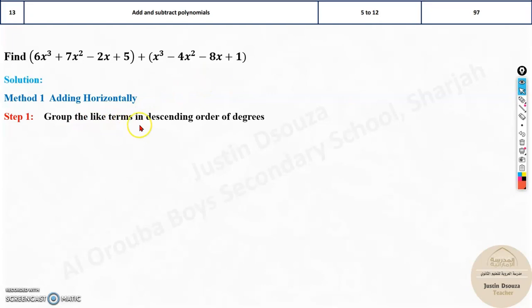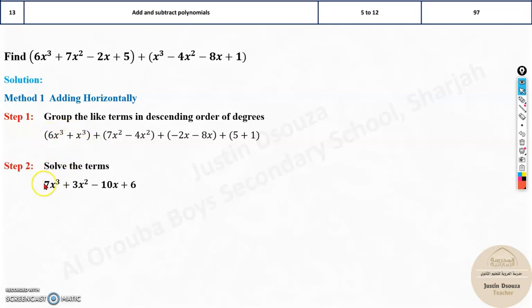So the step one would be group like terms in descending order. That means which is the highest degree over here? Power 3. So group the power 3 terms, then power 2 terms, then power 1, and then lastly the constants or the numbers. Now 6x cube plus 1x cube is, just solving it, 7x cubed.